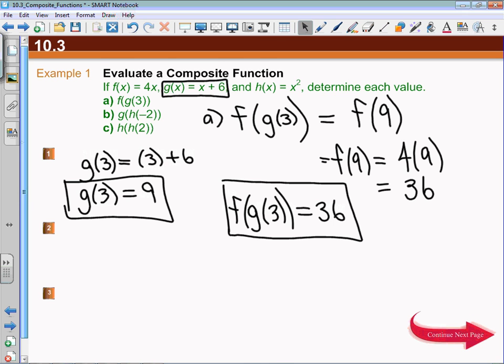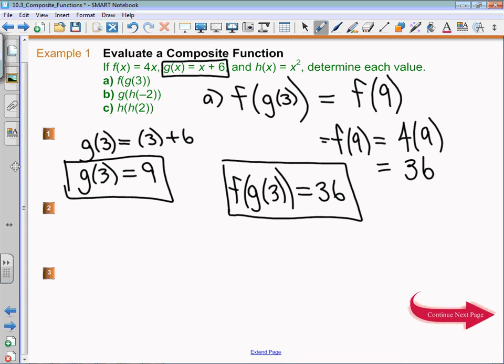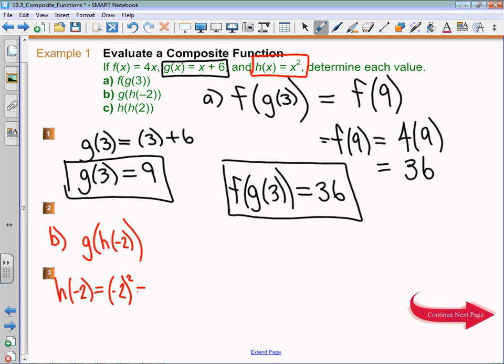All right, so B wants us to do just another function composition, but they want us to do function g evaluated at function h, which has been evaluated at -2. So we're going to do the inner function first. So function h evaluated at -2. I am going to take h of x, which is given to me up here as h of x is equal to x squared, and I'm going to substitute -2 in for x. That bracket is a lifesaver because h at -2 is +4, not -4.